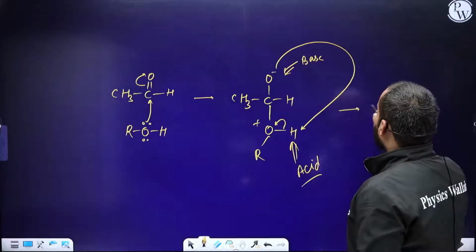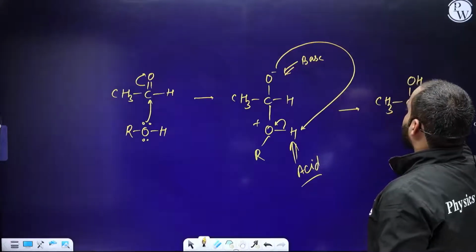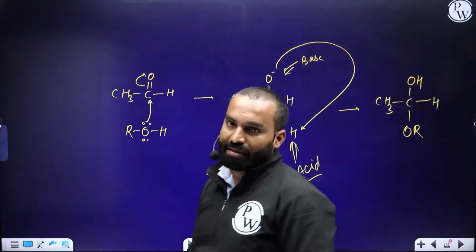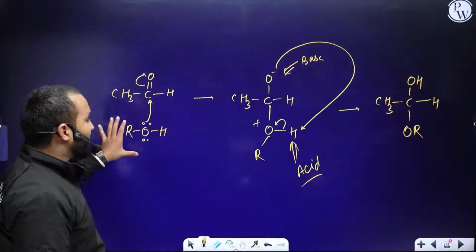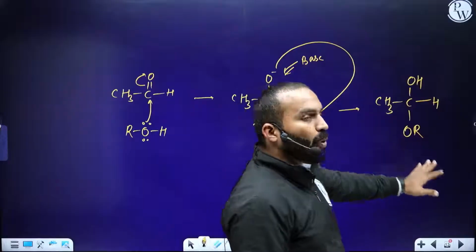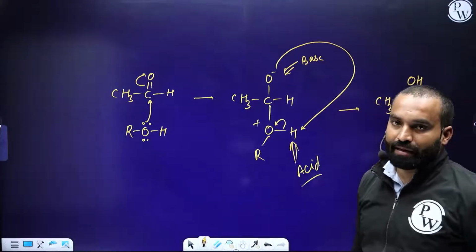So what will be the product obtained? The product obtained will have one OH connected and one OR connected to it. This is known as hemiacetal. So you started with an aldehyde, attacked it by an alcohol. The product obtained has one OR unit, one alkoxy unit present on it. This is known as hemiacetal.